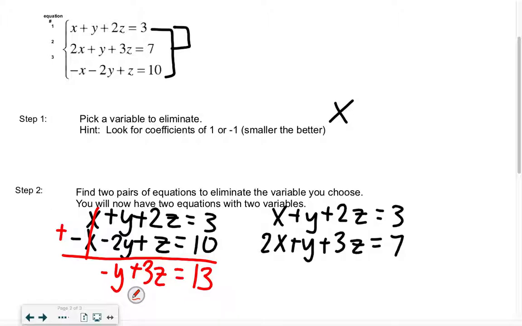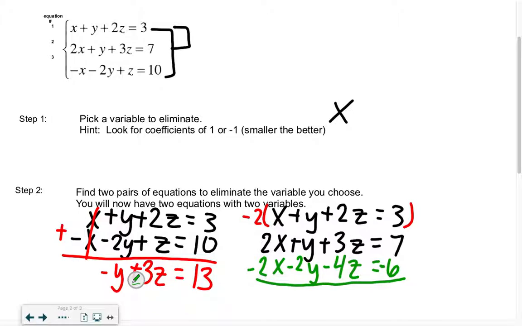What's my problem with the next one? They don't straight up cancel, right? I have to multiply by 2. You want to multiply by 2 or negative 2? Negative 2? Okay. So I'm going to just multiply out and write it under. So negative 2x minus 2y minus 4z equals negative 6. Sorry. Nice catch. So this times negative 2 is right there.